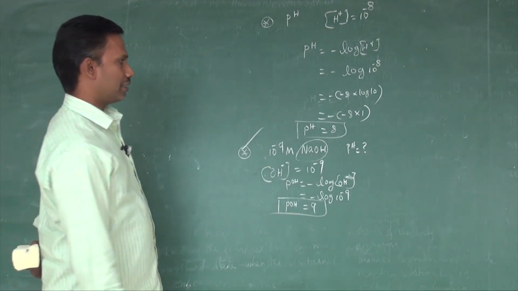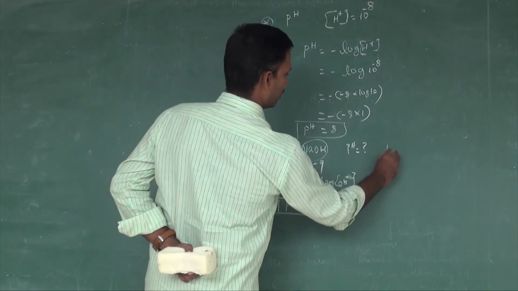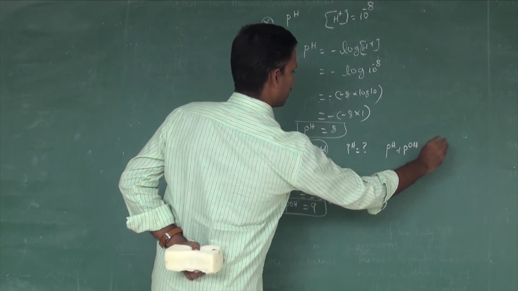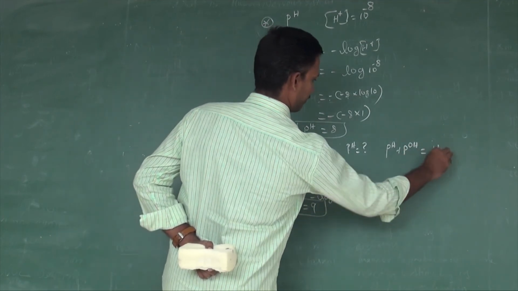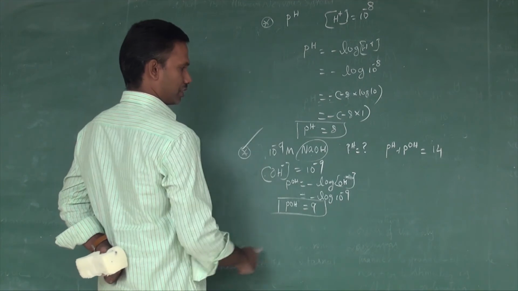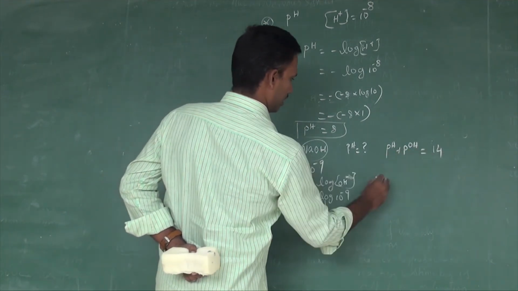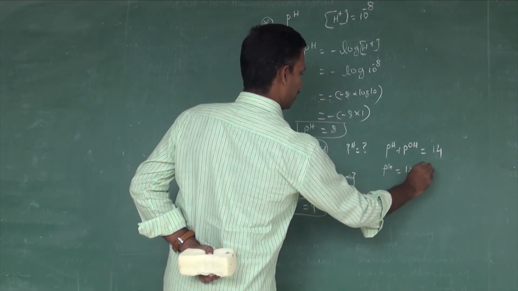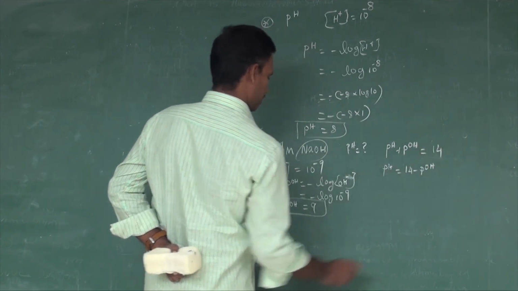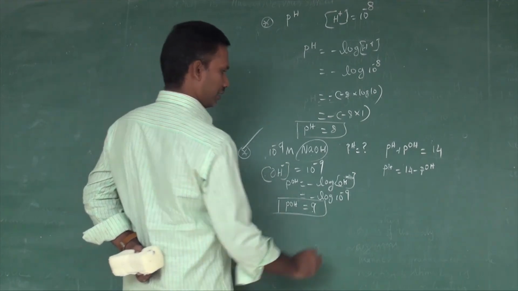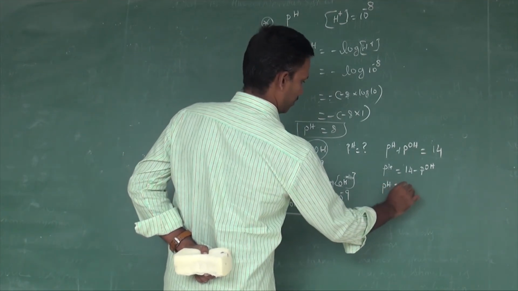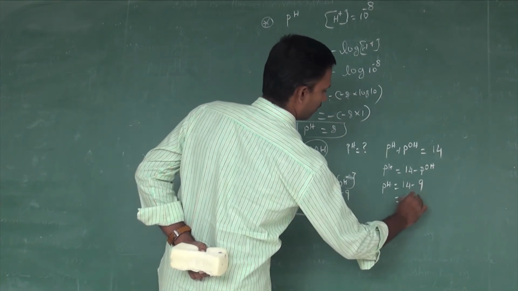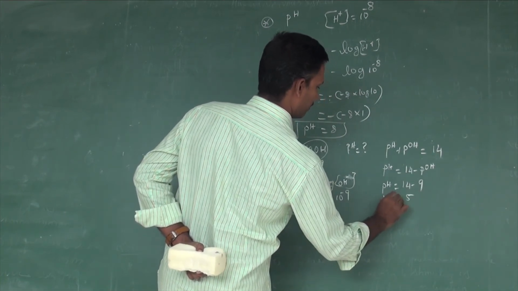With pOH, there is another formula already. I have written it on the board. pH plus pOH equals 14. Now we found the pOH. We need the pH. From this relation, we can calculate pH equals 14 minus pOH. Isn't it? Here the pOH value is there. pH equals 14 minus 9, that is 5. pH equals 5.